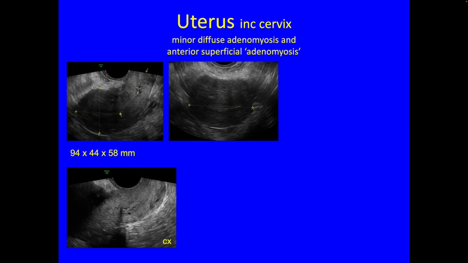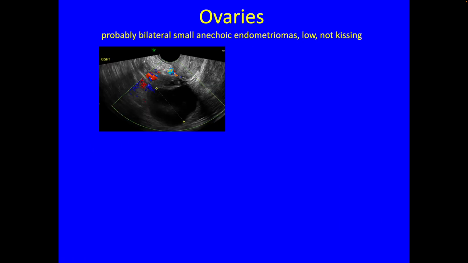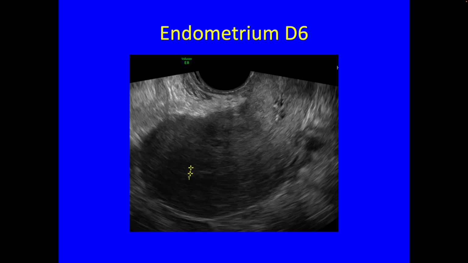Then we're going to be disciplined, do it in a systematic way, so looking at the uterus, also looking at the cervix importantly, and here we've noticed some minor diffuse adenomyosis, and then also a little bit of what used to be called superficial adenomyosis, but it's probably a little bit of deep endometriosis actually. The endometrium is thin on day 1, the endomyometrial junction's not all that clear.